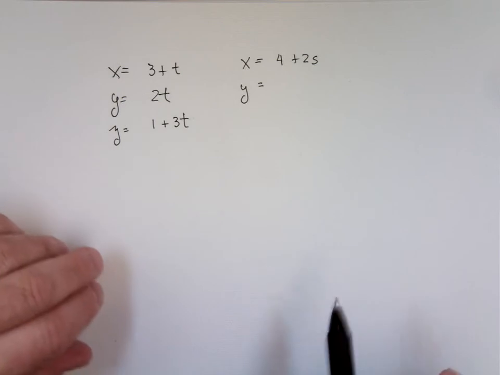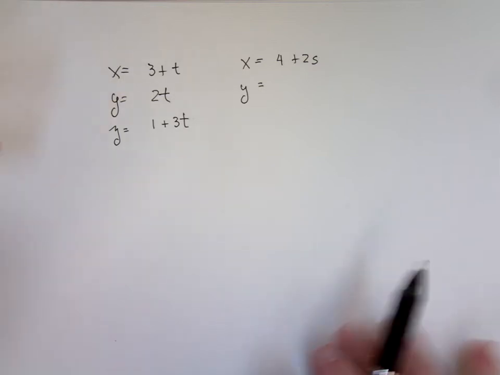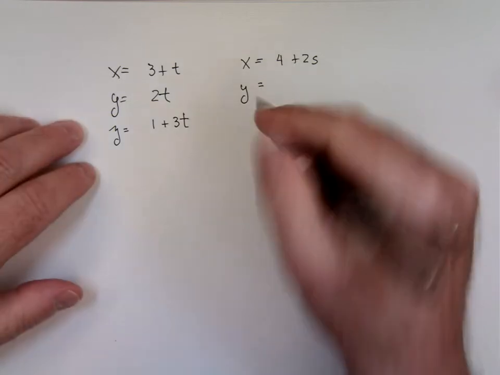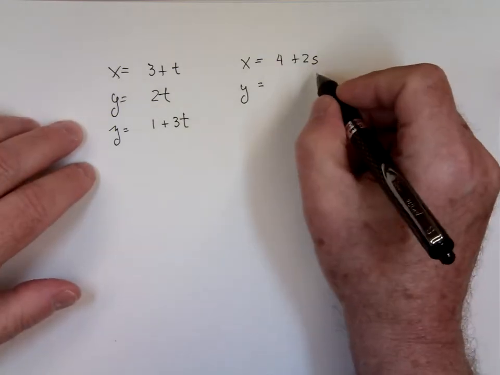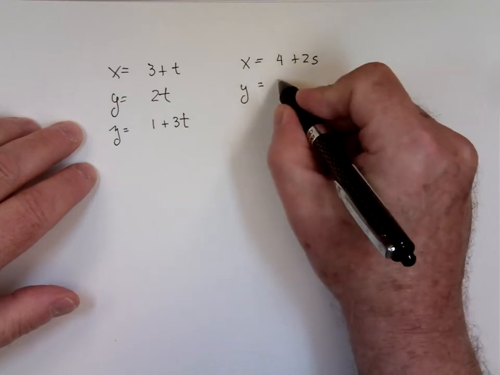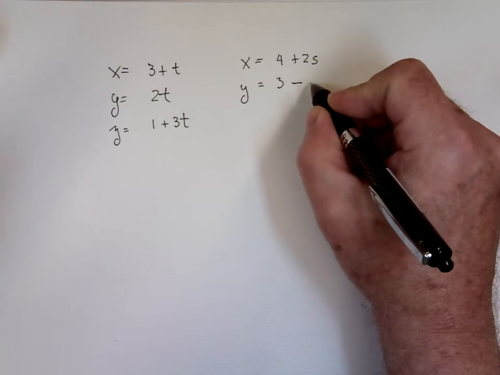All right, 4 plus 2s. This is something you should know how to do. Is it on the test necessarily? Not necessarily, but I mentioned it. It's something you should know. So let's do it. So 4 plus 2s. How about 3 minus s? How's that? Does that look good?